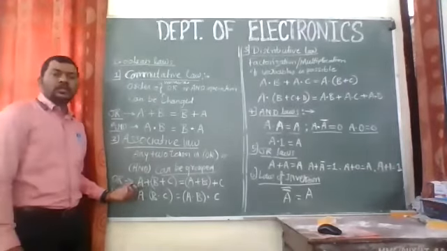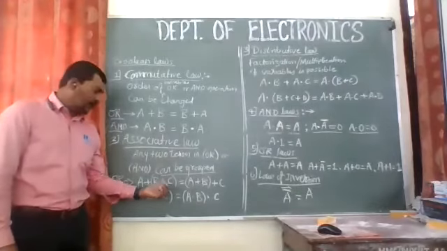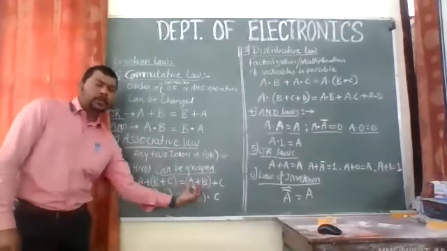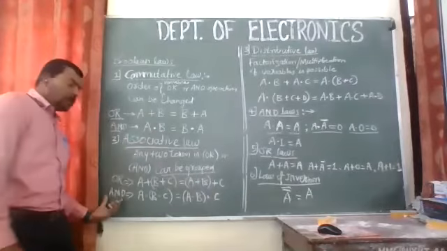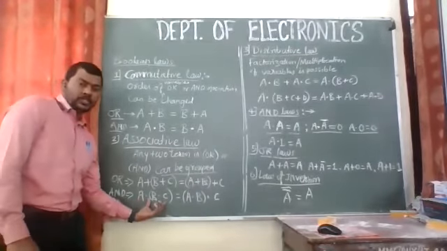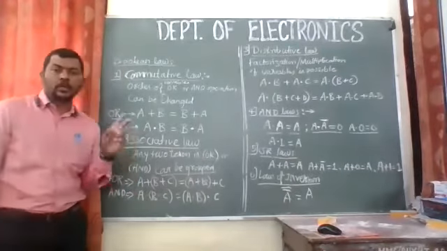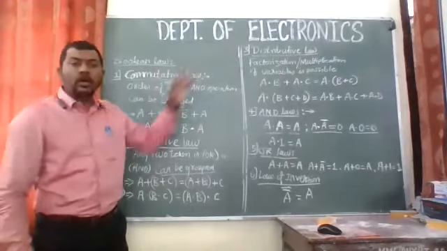I have shown you with the example, where we are using three variables: A plus B plus C can be written as A plus (B plus C). Similarly, in the AND operation, A dot B dot C can be written as A dot (B dot C). So this is the second law, that is the associative law.